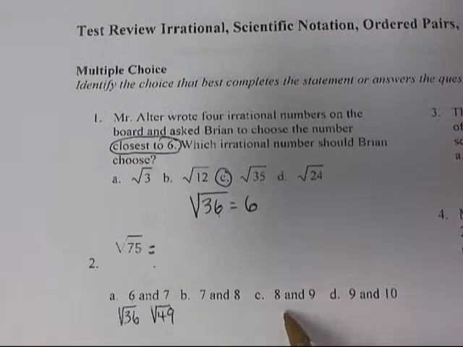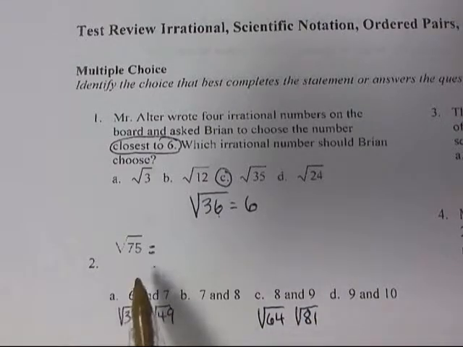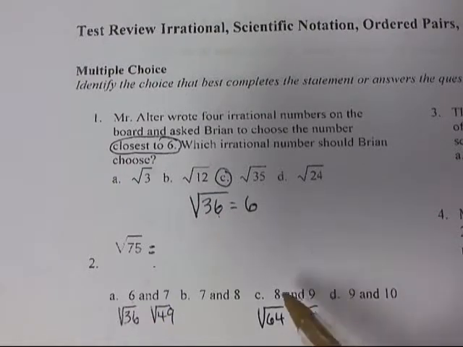Let's move on to answer choice C. I know that the square root of 64 is 8, and the square root of 81 is 9. So the square root of 75 falls between these two square roots. So the correct answer is C.